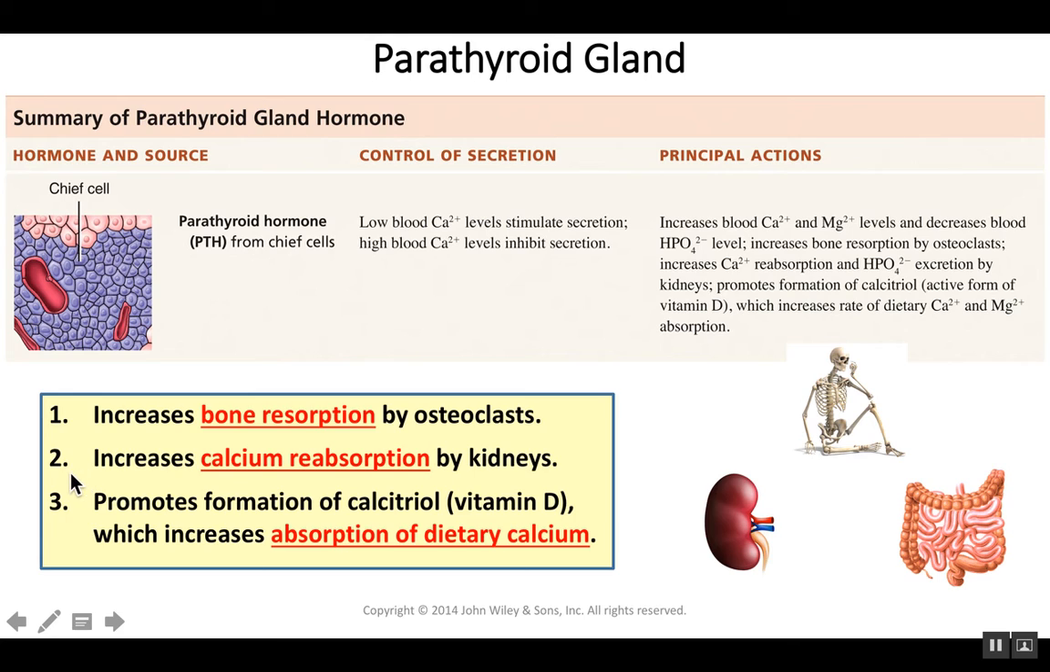And then three, it promotes the formation of calcitriol, which is the body's active form of vitamin D. And what vitamin D does is it helps to increase the intestine's ability to absorb dietary calcium. So if you have low blood calcium, you want to get as much as you possibly can from your diet. And that's what vitamin D does.